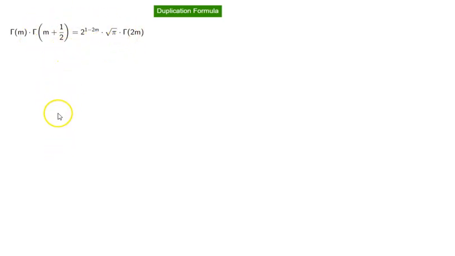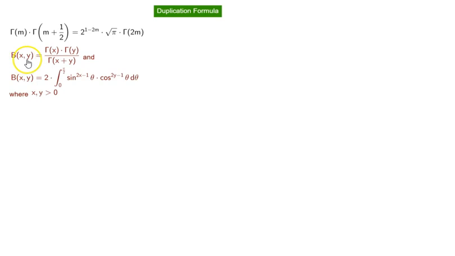Let's derive this. We know beta of x comma y is equal to gamma of x times gamma of y by gamma of x plus y. And we also know that beta of x comma y is equal to 2 times the integral 0 to pi by 2 of sine to the power of 2x minus 1 theta times cos to the power of 2y minus 1 theta d theta, where x and y are greater than 0. Take x equal to m and y equal to 1 by 2 in the trig identity.